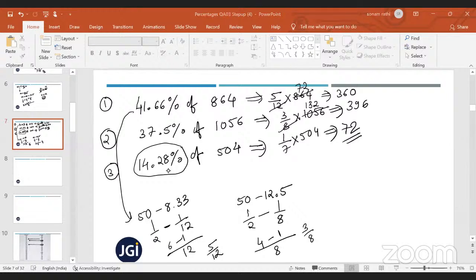Here is the question. 14.28% of 504. 1 by 7, that is 1 by 7. 1 by 7 of 504, that is 72.